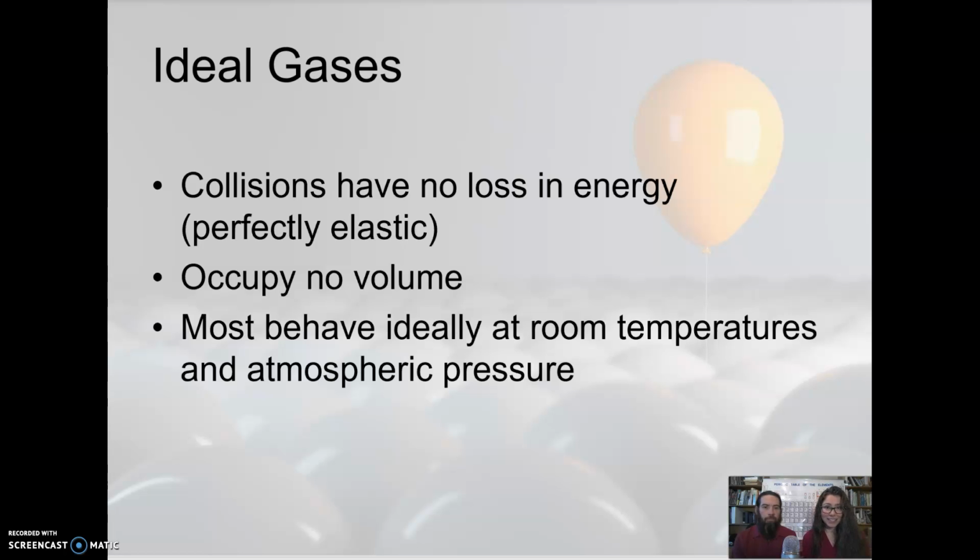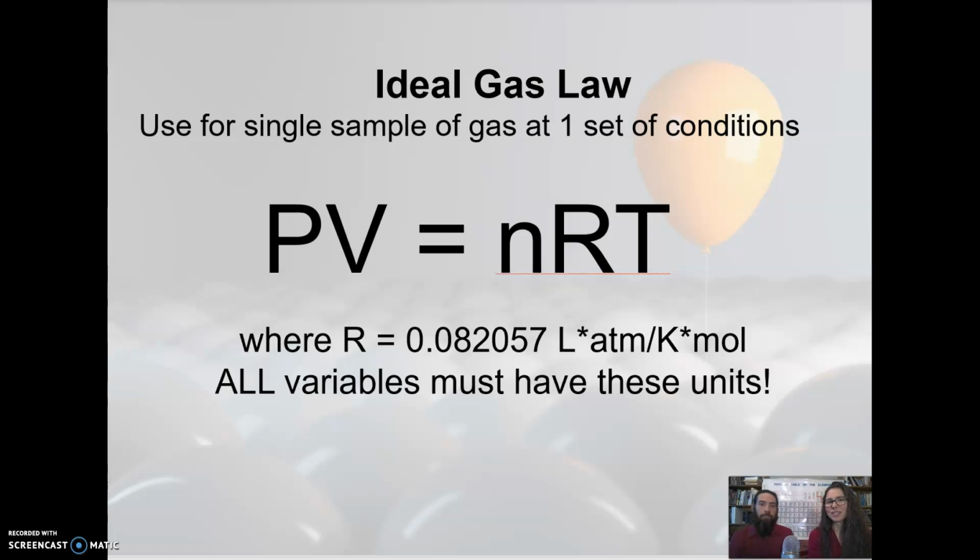Now this obviously is not true. There's nothing that occupies no volume, but we make this assumption that if it did occupy no volume and the collisions were perfectly elastic, then we would have really easy calculations, and we like easy. So if we treat them as ideal gases, our calculations get much easier, and we end up getting very close. So they're not perfectly ideal, but we can get very close by making these assumptions. And most gases do behave ideally at room temperatures and at atmospheric pressure. So this is where we're doing our work anyway, and most do behave ideally. So it's okay to use this assumption.